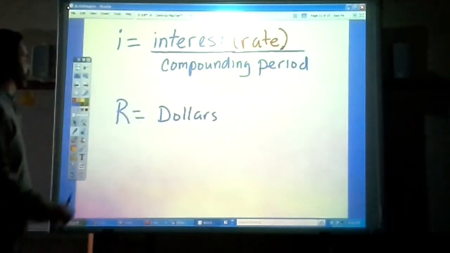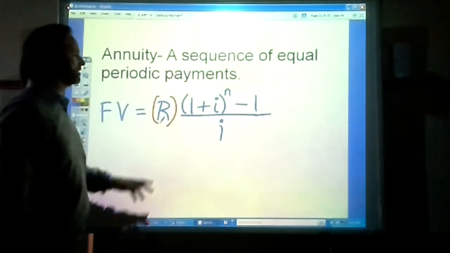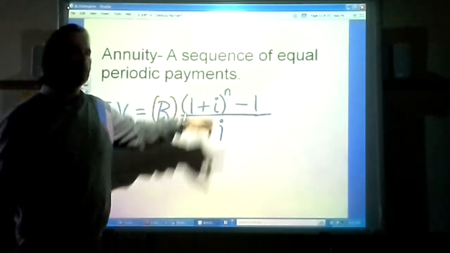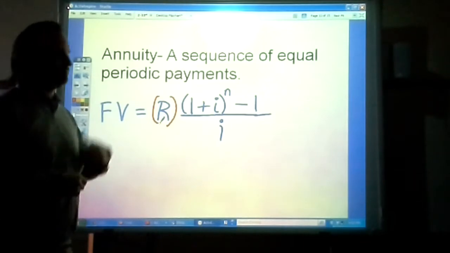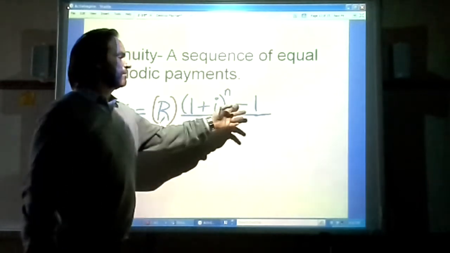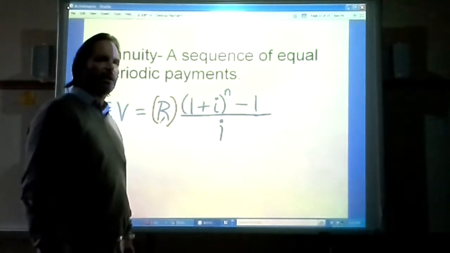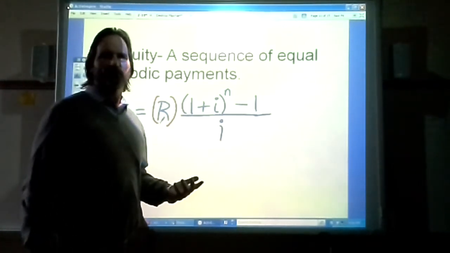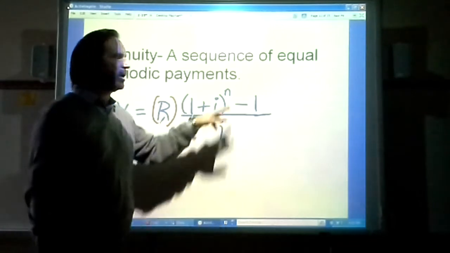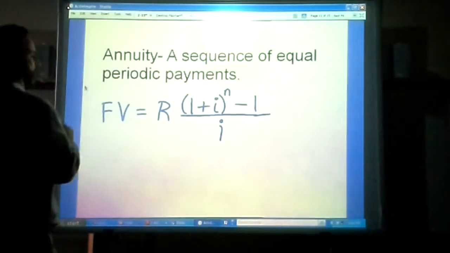R is dollars, okay? So here's your formula again. Take your dollars, R, times 1 plus I, your adjusted rate, to the N, how many times you compute your interest, like monthly, minus 1, over I again. So 1 plus I and all that to the N. If you've got 20 years and every month you put in money, and you've got your I adjusted for monthly, N is 20 times 12, 20 years of 12 months, okay? All right, let's take a look.